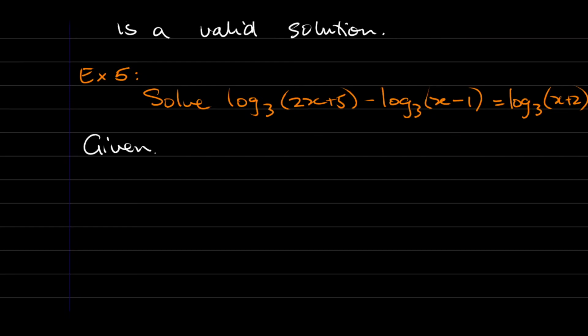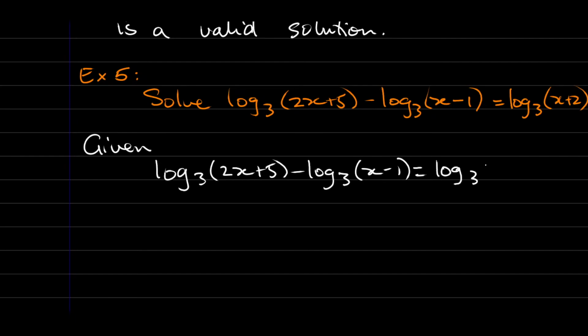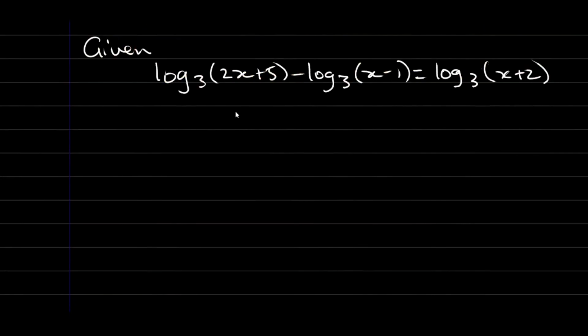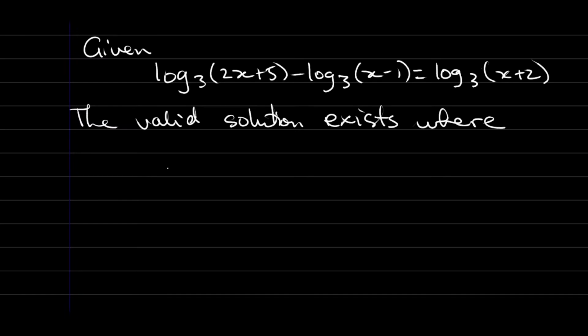So given log to the base 3 of (2x plus 5) minus log to the base 3 of (x minus 1) is equal to log to the base 3 of (x plus 2), we're going to look for the valid solution region. Wow, we have three situations here now. So let's say the valid solution exists where, let's see, we have three situations here.